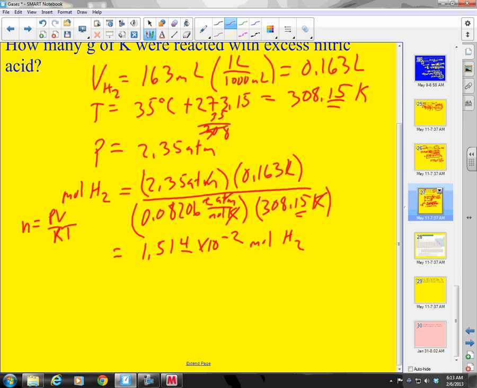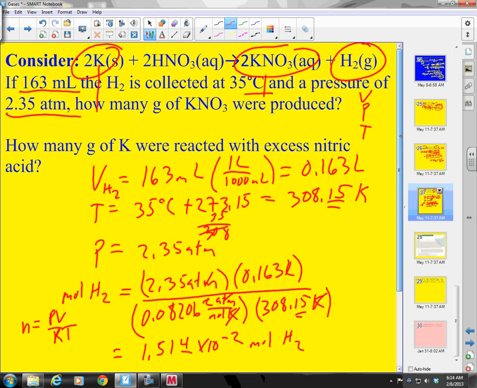2.35 times 0.163 divided by 0.08206. Good. Divided by 308.15. Good. That's correct. So that's going to be moles of hydrogen. Excellent. Is that my question? No. How many grams of KNO3?